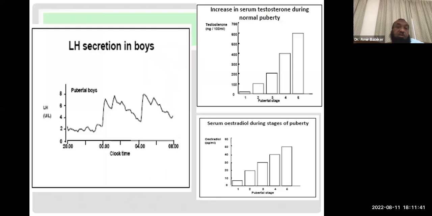So go back to Kisspeptin and just Google it. Search my name or the Sudanese Pediatric Journal, and you'll find it.